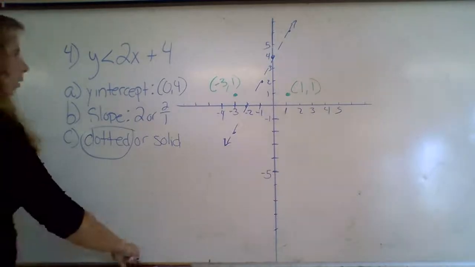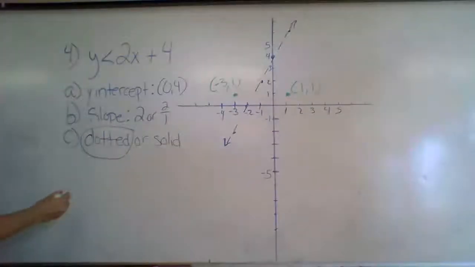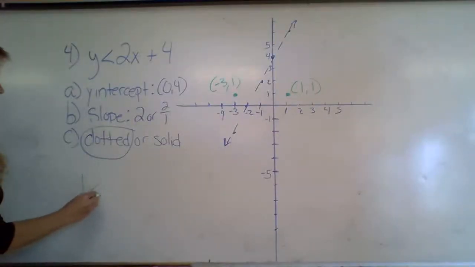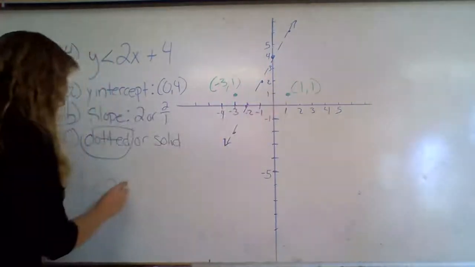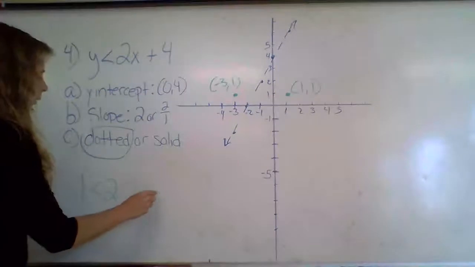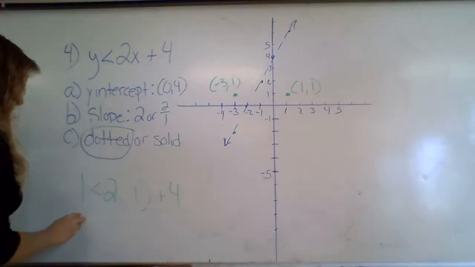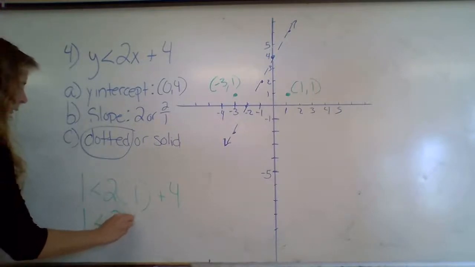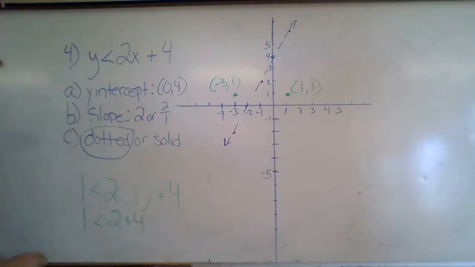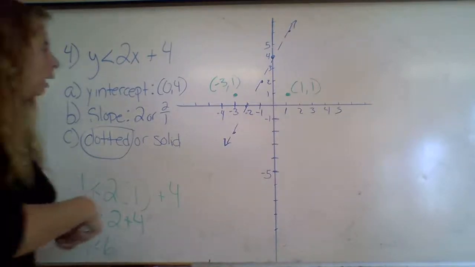So my point is 1, 1, so y is 1. So 1 is less than 2 times x. X is 1 plus 4. 2 times 1 is 2 plus 4. All right, so then we're down here. Is 1 less than 6? Yes. So you would shade this side.